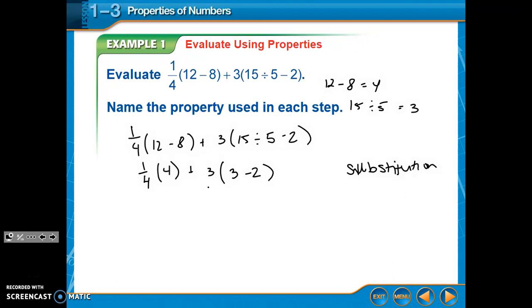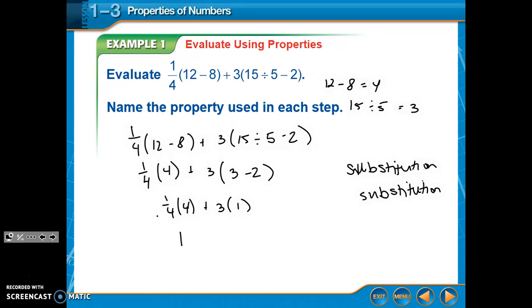Okay, continuing inside the parentheses, 3 minus 2 is 1. So I can say this is 1/4 times 4 plus 3 times 1. And again, this is substitution. Okay, so 4 times 1/4, this is 1.